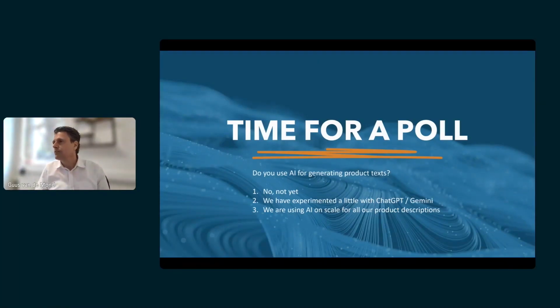So if everything's all right, let me run a quick poll here. Have you used AI for generating product text yet? Well, not yet. Or have you started experimenting with it? Often you'll find that it's quite easy to create products using ChatGPT or Gemini or Claude or another large language model to experiment with it and say, well, write a product description for a product with these features. And generally, yeah, you get quite a nice result. Or three, we're already using it at scale. So we're actually doing this for hundreds of thousands, tens of thousands of products already at this moment.